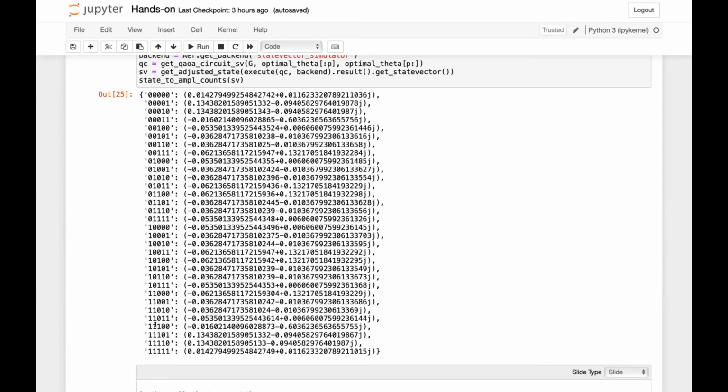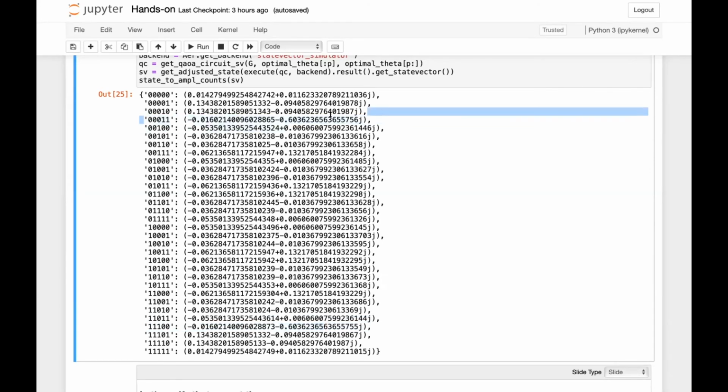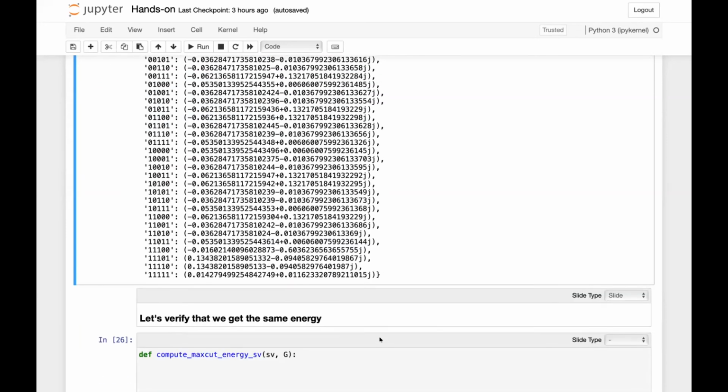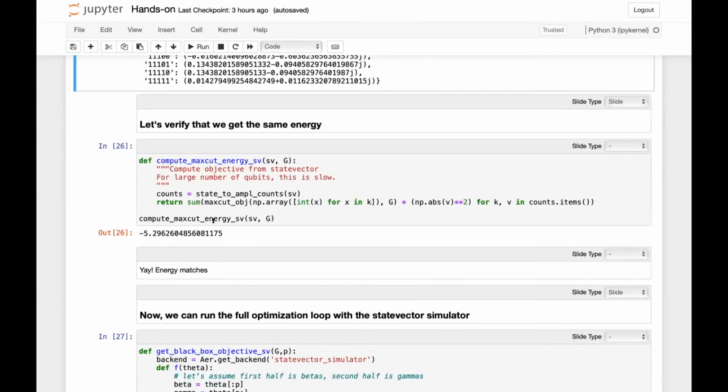This one is one of our optimal solutions. We can see that it has large amplitude. And another optimal solution is this one, and again it has a large amplitude. So we can examine directly the amplitudes of our state vector. And we can even check that we get the same energy, which is always a good check to have.